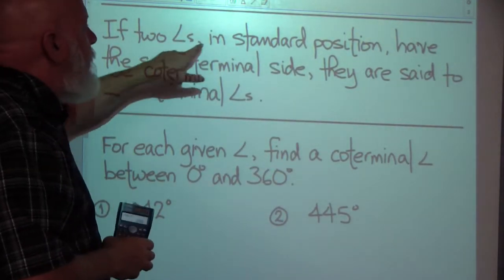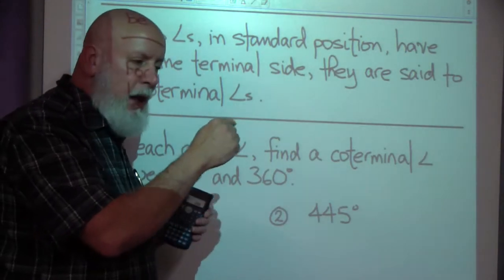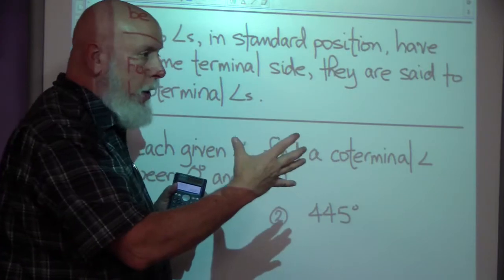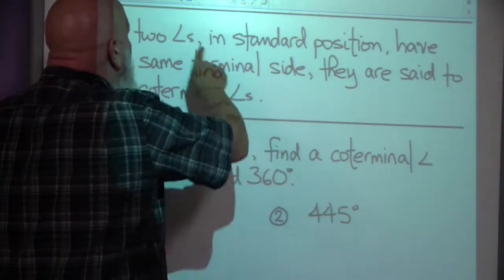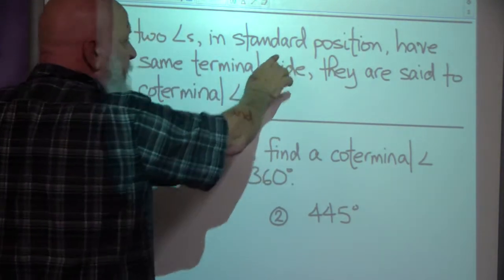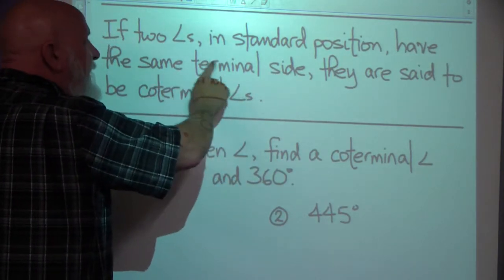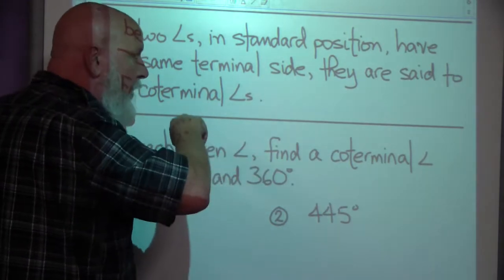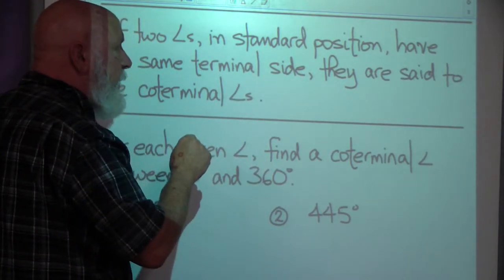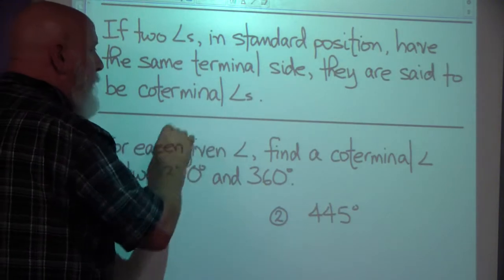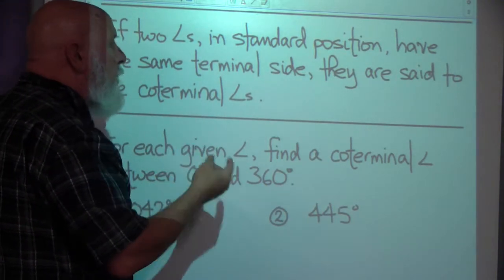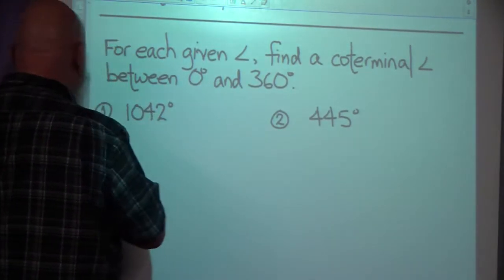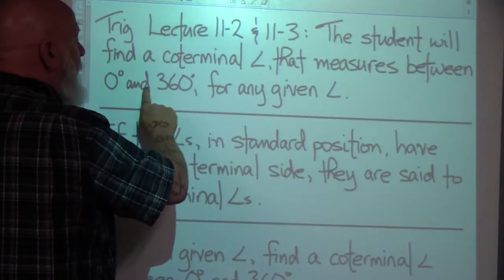It says if two angles in standard position, that means that the initial side is the positive x-axis, and you're going to rotate and stop somewhere for my terminal side. If two angles are in standard position, just as I've described, and they have the same terminal side, they may not rotate the same number of times around the circle, but they stop in the exact same place, they're said to be coterminal. So what we're looking for is a coterminal angle that is specifically between 0 and 360 degrees. That's what we're looking for today.